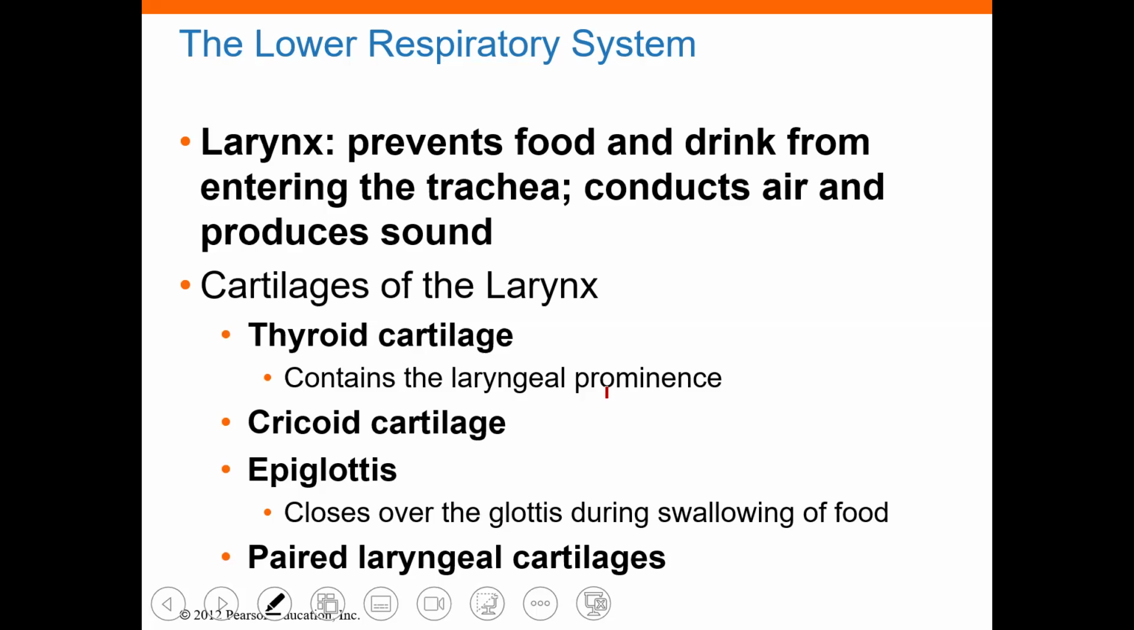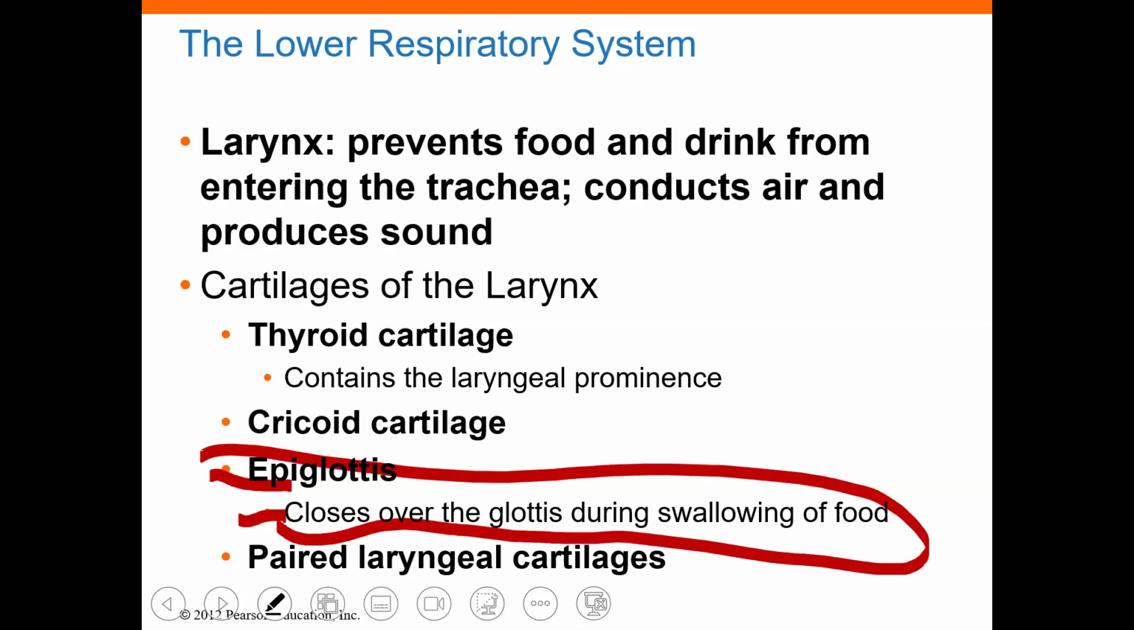So our larynx, our epiglottis and our larynx. The epiglottis is the gatekeeper that closes over the glottis during swallowing of food, and that's going to prevent your food and drink from entering the trachea. The larynx is going to conduct air and produces sound and do a little bit of prevention of that food and drink from entering the trachea.